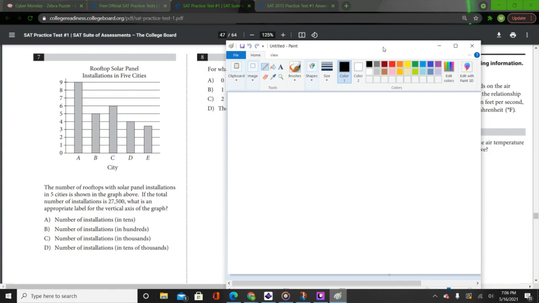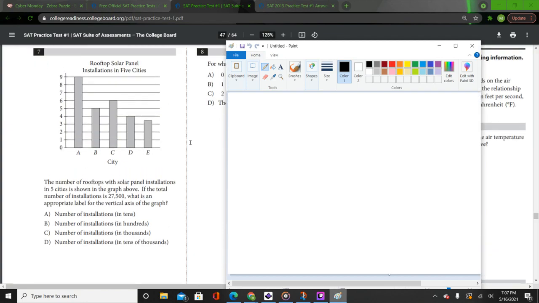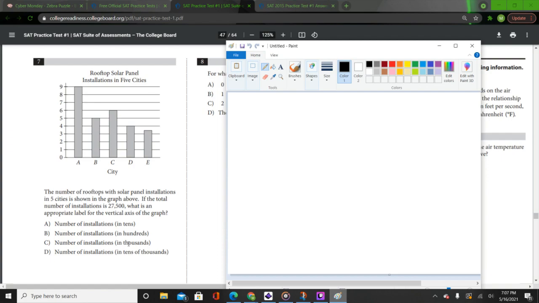Considering 27.5, and considering the number of installations is 27,500, I feel like we multiply by 1,000. So in which case, that would mean that 7 is C, number of installations in thousands, because on that graph you can count up to 27, but it's 27,000, so that's the multiple that we multiply by. That's a lot of jargon, but it's thousands, choice C, and that's correct. Let's move on.